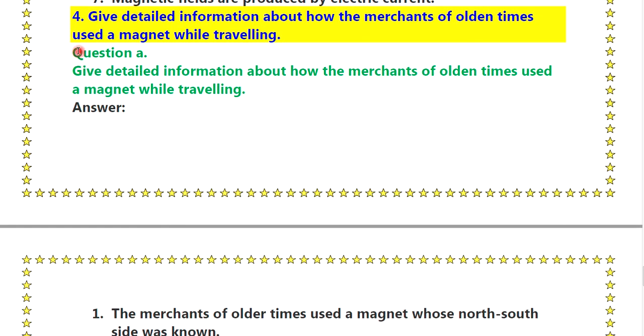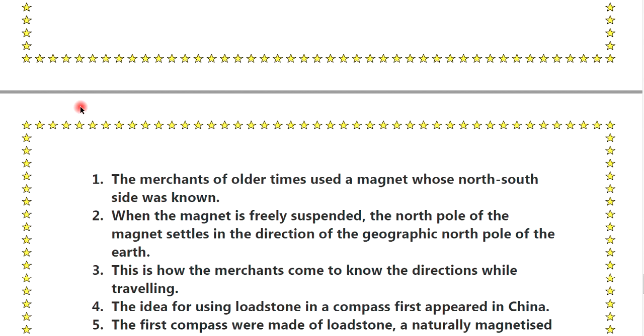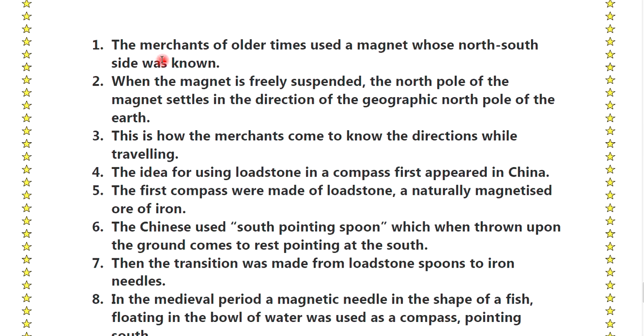Question number 4: give the detailed information about how the merchants of olden times used a magnet while traveling. Answer: the merchants of olden times used a magnet whose north-south side was known. Second point, when the magnet is freely suspended, the north pole of the magnet settles in the direction of the geographic north pole of the earth. Third point, this is how the merchants came to know the directions while traveling.